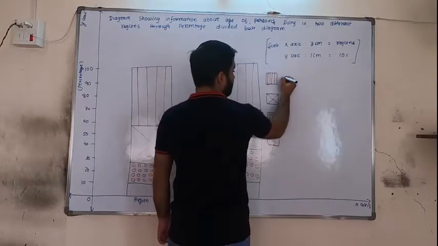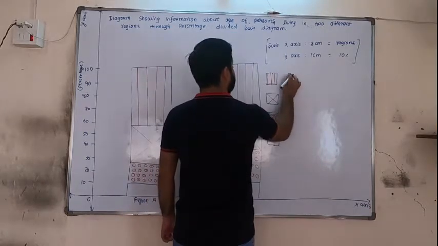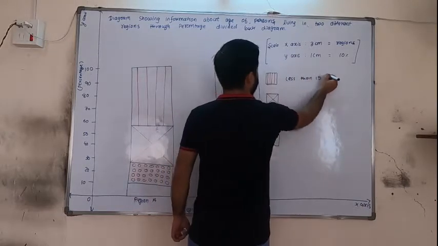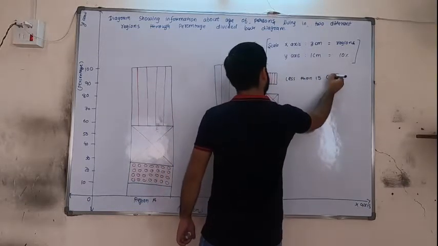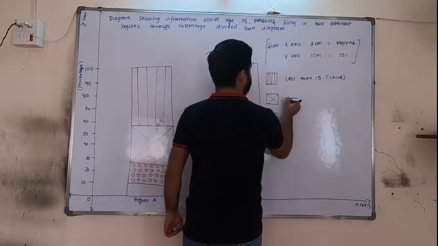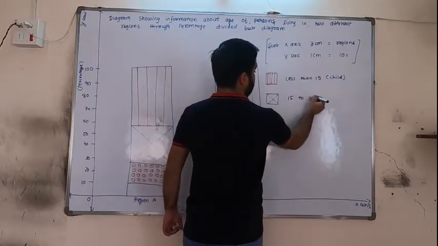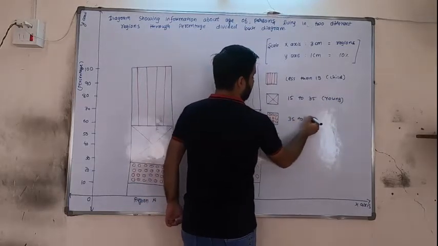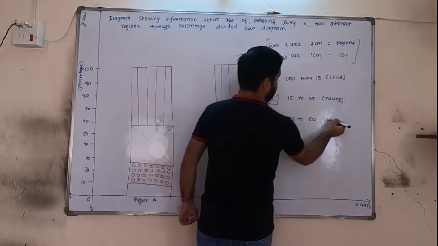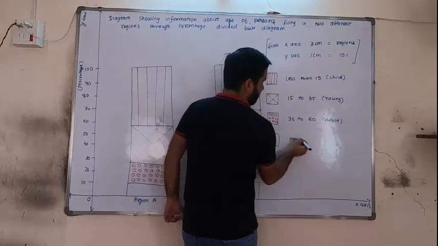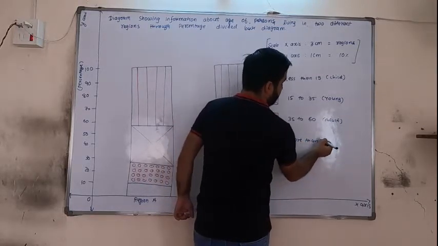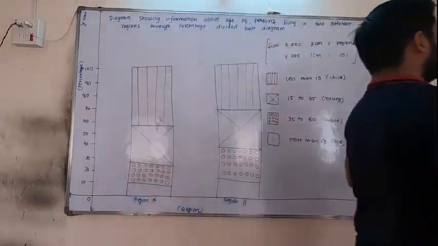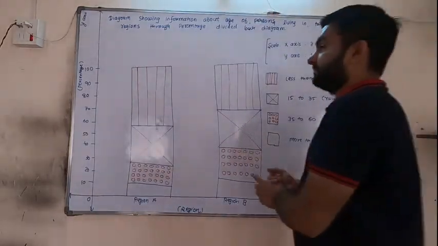Now what we are showing in the lines, less than 15, they are child. 15 to 35, they are young. 35 to 60, they are adult. More than 60 are old. So friends, the graph is completed totally.